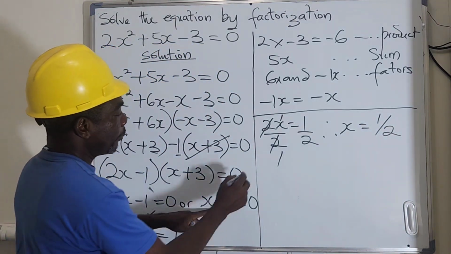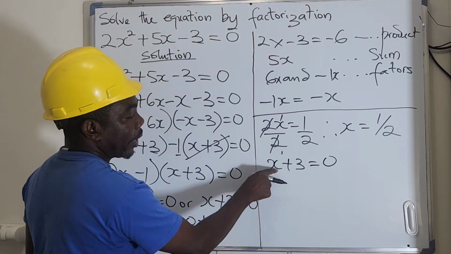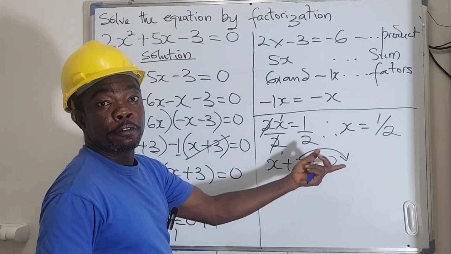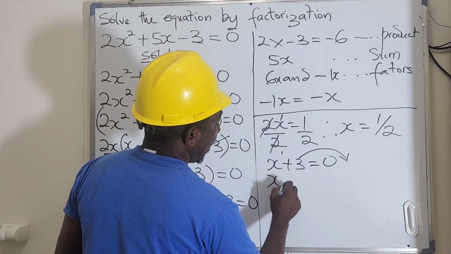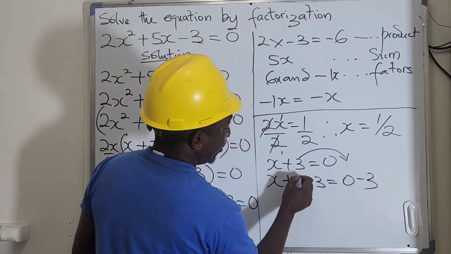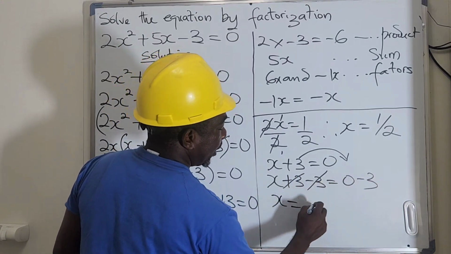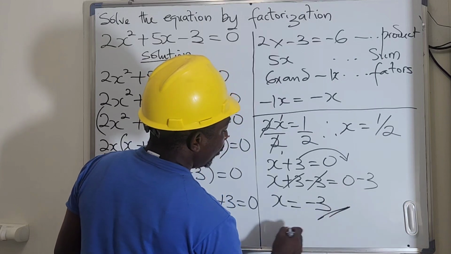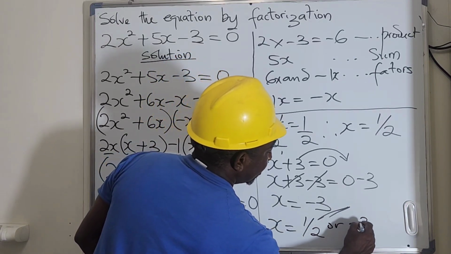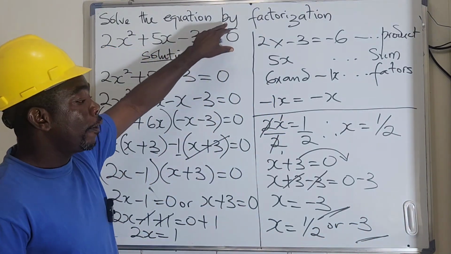Then the second one, we have x plus 3 equals 0. This can be transposed to the other side, or we can subtract 3 from both sides. This will become x plus 3 minus 3 equals 0 minus 3. This one will cancel here and this one will cancel here. We have x equals 0 minus 3, which is minus 3. So the value of our x equals 1 all over 2 or minus 3. So these are the values of x for this equation through factorization.